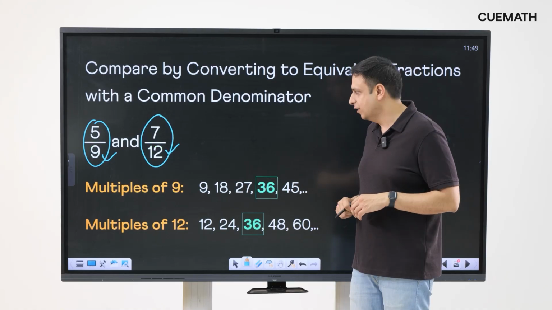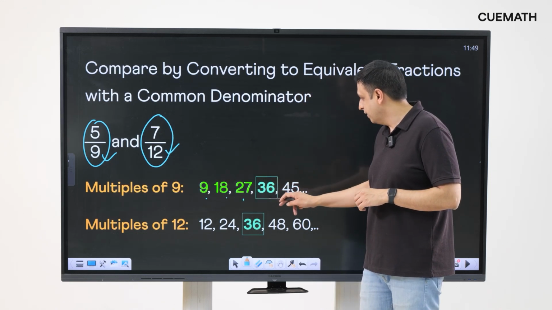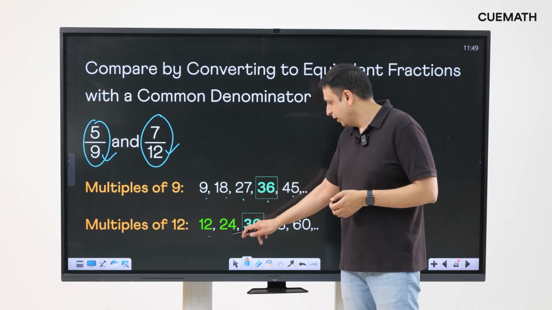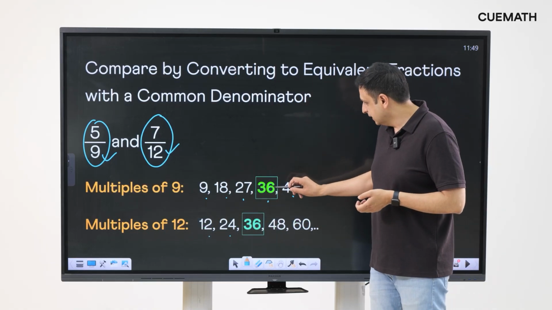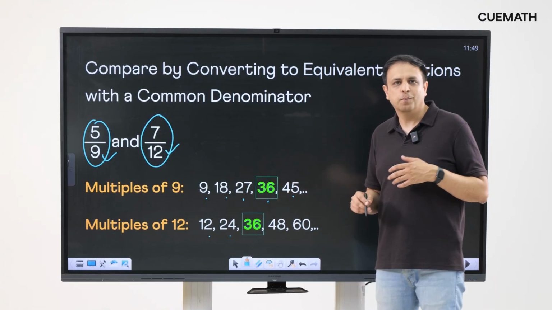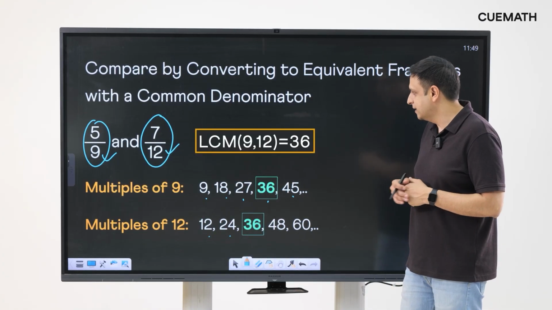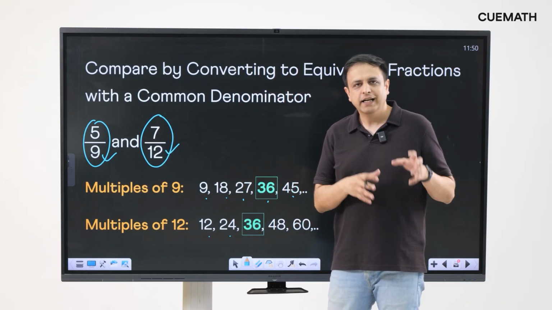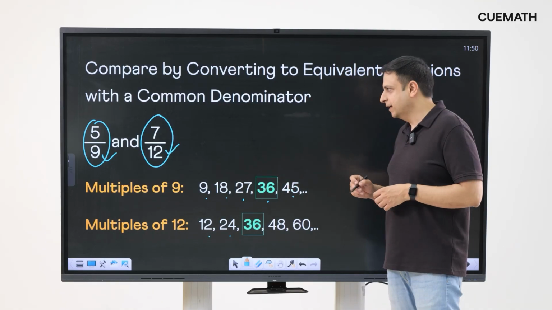So multiples of 9 are 9, 18, 27, 36, 45 and so on. Multiples of 12 are 12, 24, 36, 48 and so on. And we notice that 36 is the first common multiple. In fact, we call it the lowest common multiple, or LCM. So what we'll do now is convert both of these fractions into equivalent fractions with 36 as the denominator.